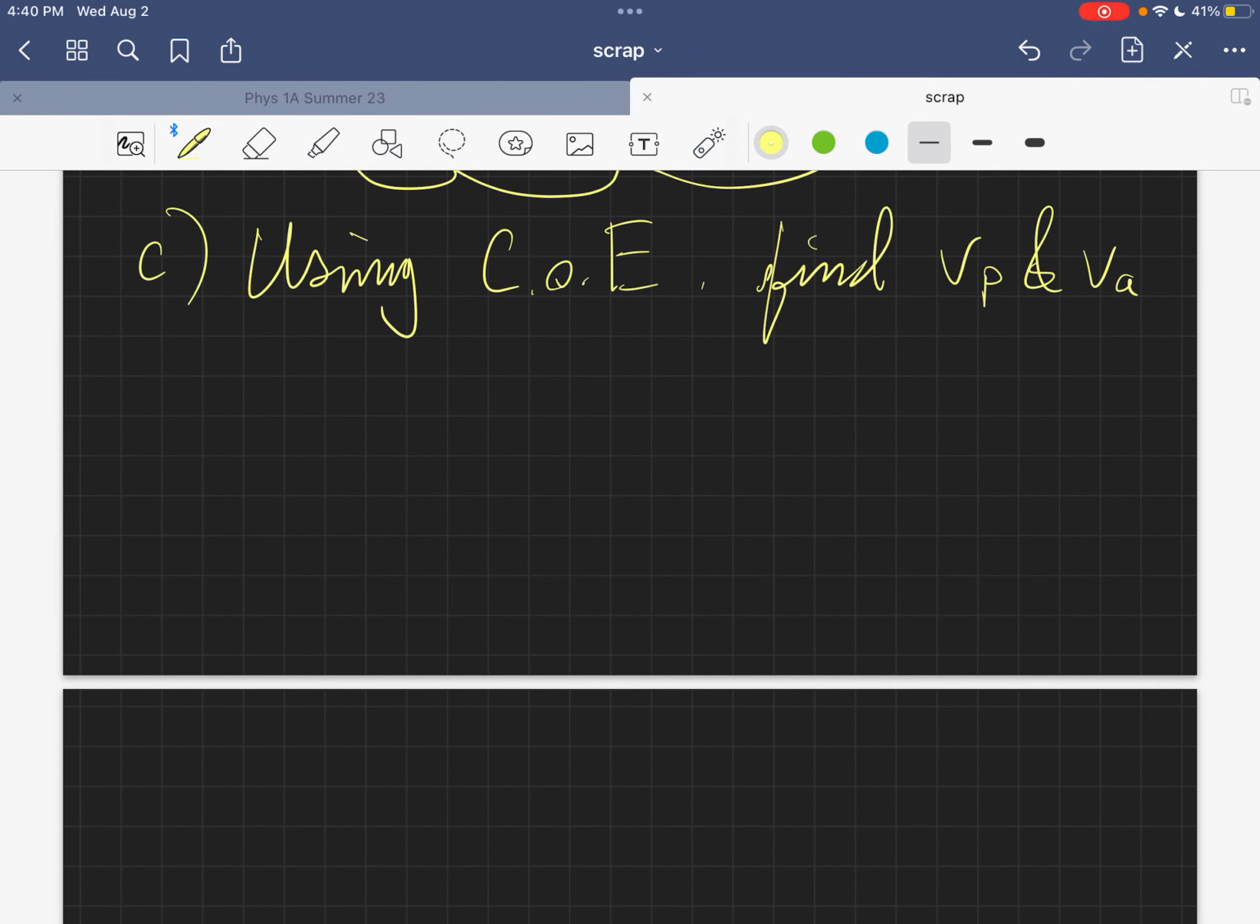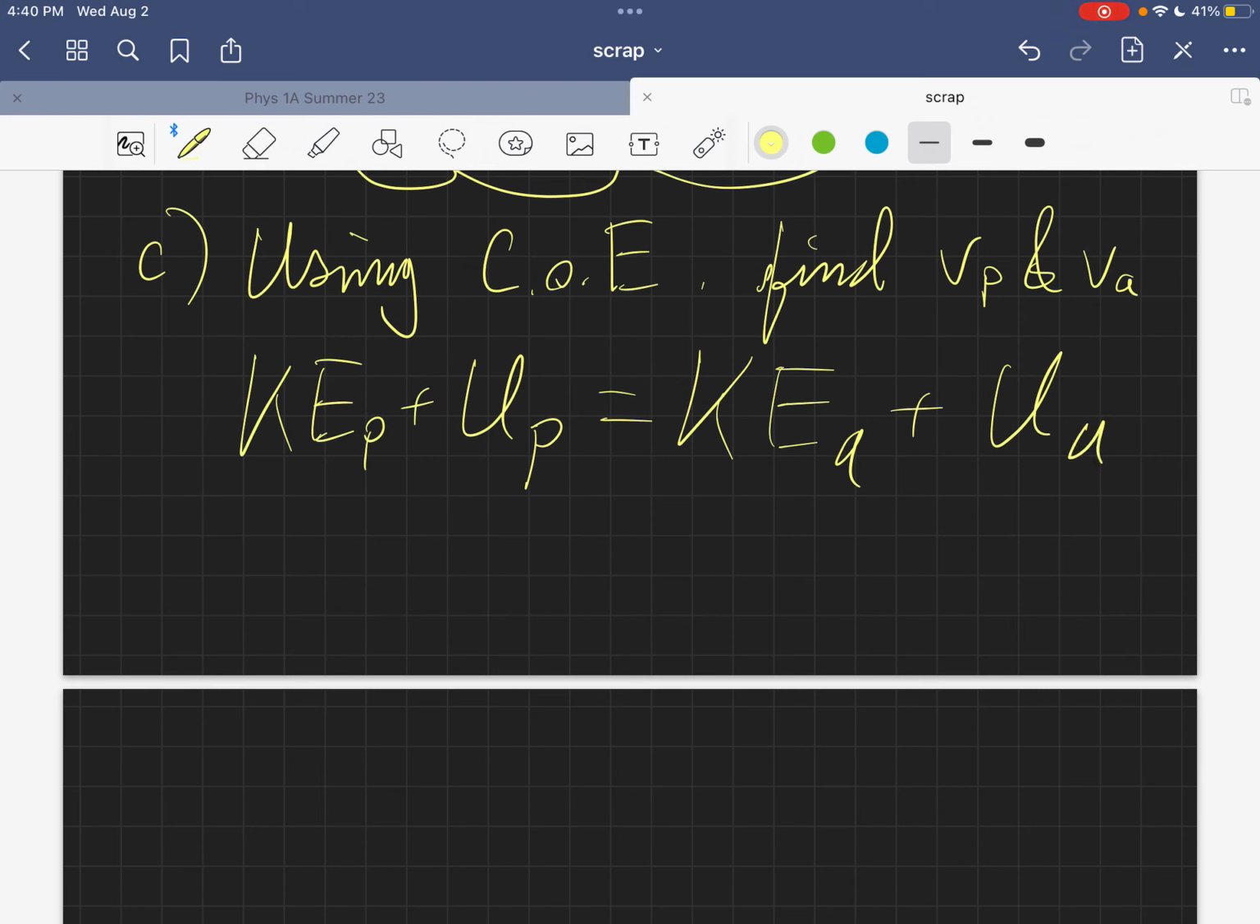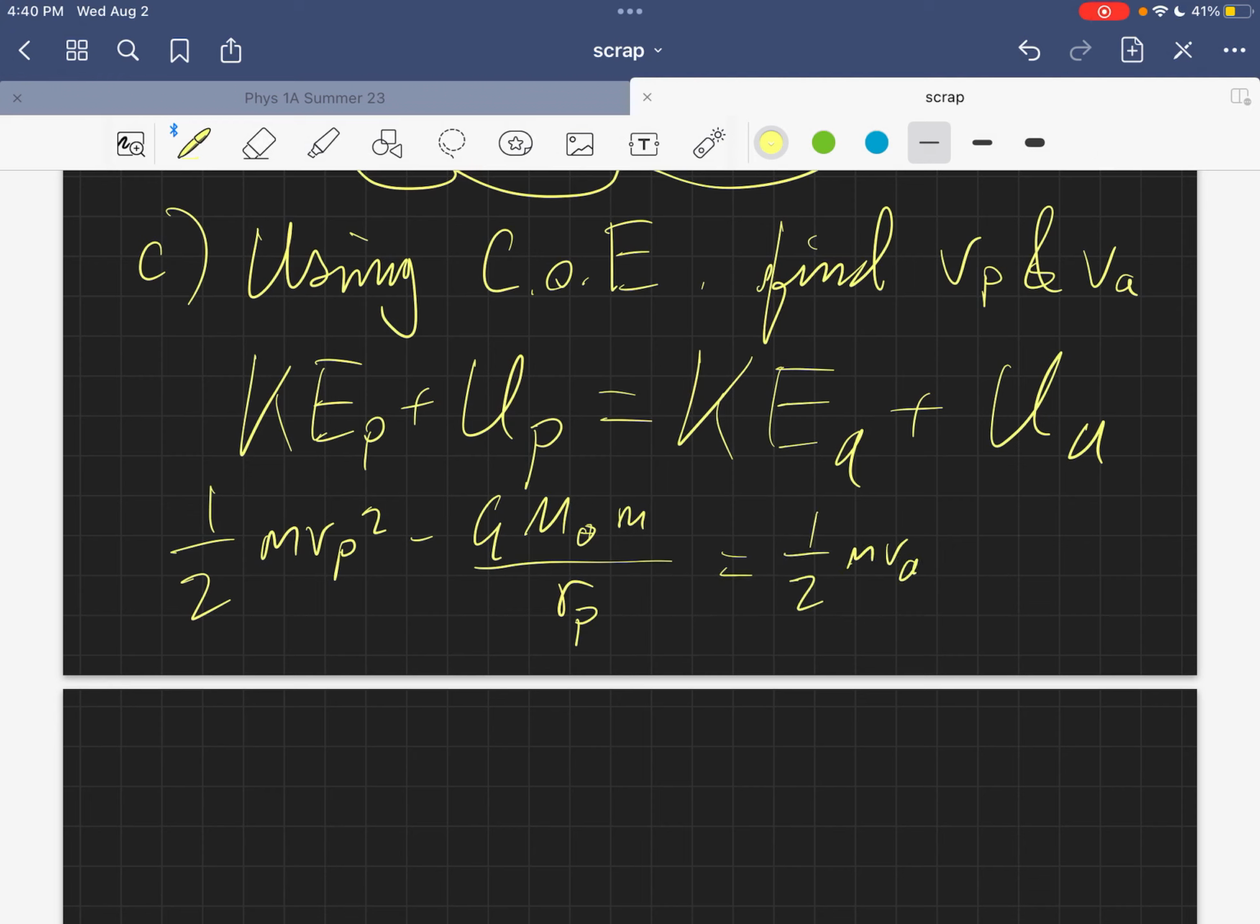But we basically have an equation of conservation of energy. So the kinetic energy at perigee plus the gravitational potential energy at perigee is equal to the kinetic energy at apogee plus the gravitational potential energy at apogee. So 1/2 m vp squared plus minus G, mass of the Earth, mass of your satellite, divided by radius perigee is equal to all of this. Same thing for apogee over here.